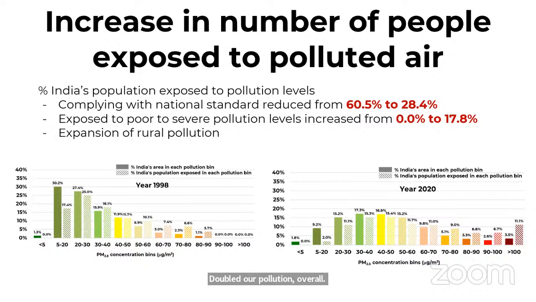And then the population exposed to poor to severe pollution levels, as in the categories we have in our air quality index, increased from 0% in 1998 to close to 20% in 2020. As you can see here at the bottom, these red ones are the poor and severe pollution. It really has dramatically increased. And the total population exposed to that pollution is 20%. And this is primarily in the Indo-Gangetic plain.